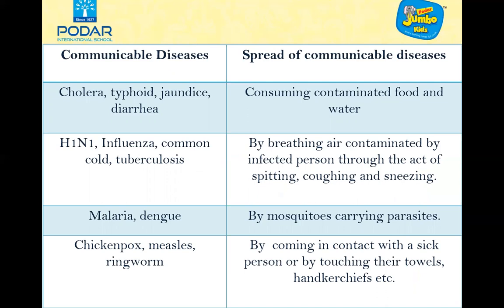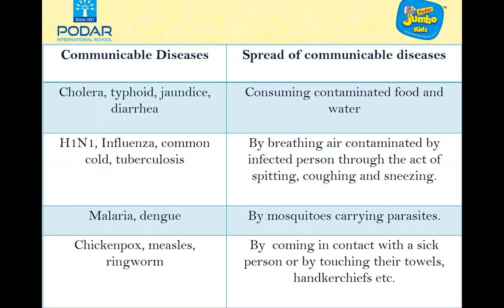First, we have cholera, typhoid, jaundice, and diarrhea. They spread by consuming contaminated food and water. If contaminated food is shared among people, these diseases also get spread among them. Next, we have H1N1, influenza, common cold, and tuberculosis. They spread by breathing air contaminated by an infected person through the act of spitting, coughing, or sneezing. The liquid droplets of an infected person upon sneezing or coughing, having germs, can spread these diseases.